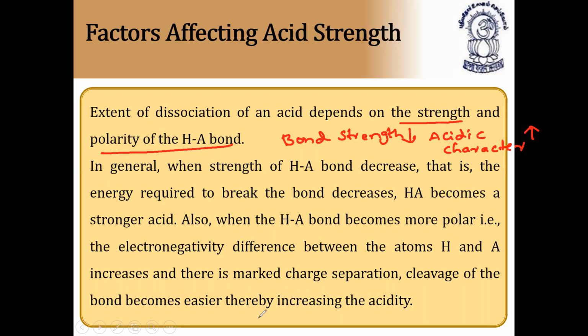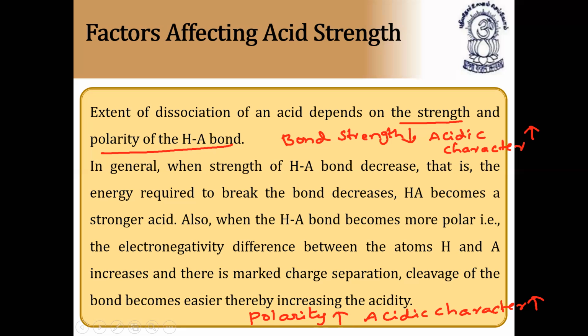Similarly, what is the second one? As the polarity increases, polarity meaning the electronegativity difference between the two combining atoms increases, acidic character also increases. This is very simple. So instead of reading the whole part, you can use these two. As the polarity increases, acidic character increases because more easily it can separate in the water, because polar means it is more soluble in water.